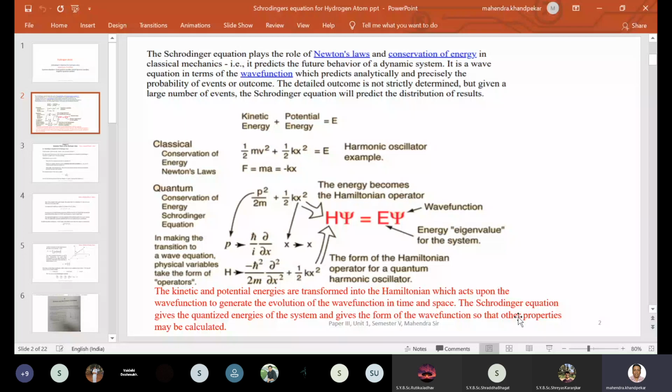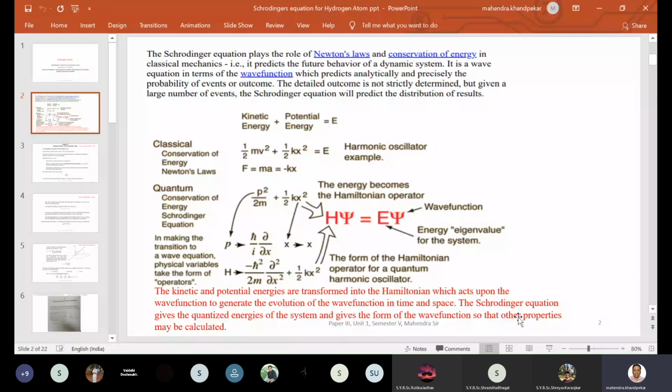But remember, this is a quantum equation. So H will be replaced by minus h cross square by 2m ∂²/∂x² plus half kx square, psi equal to E psi. Now let us get rid of this h cross square by 2m by multiplying the equation by 2m by h cross square throughout.